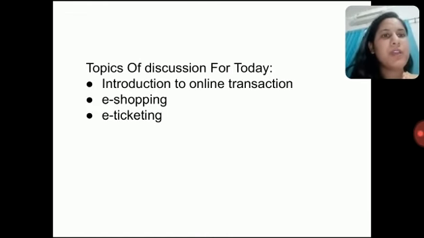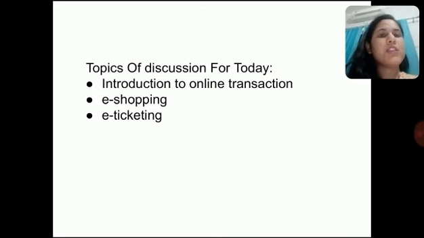So we are doing unit 1, as you all know. Now this will be the fourth lecture of unit 1, and the topic of discussion for today is introduction to online transactions, and within it we will do some of the online transactions like e-shopping and e-ticketing. E-shopping means how we shop by electronic means, and e-ticketing is how we do reservation, railway reservation, and tickets for airlines, airways, such tickets, right?